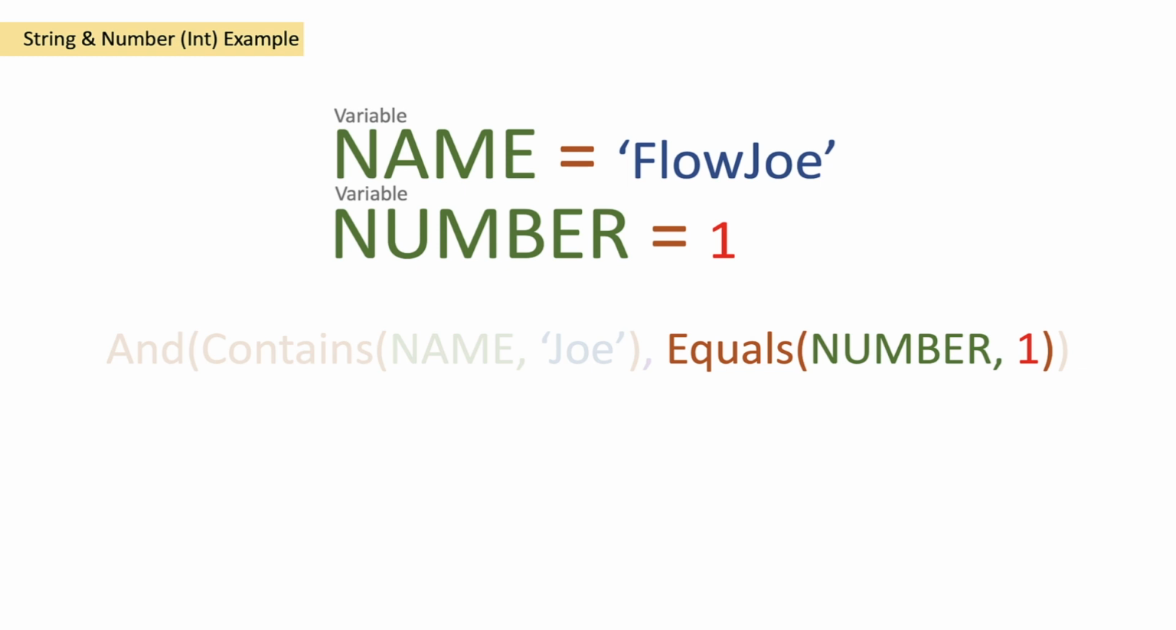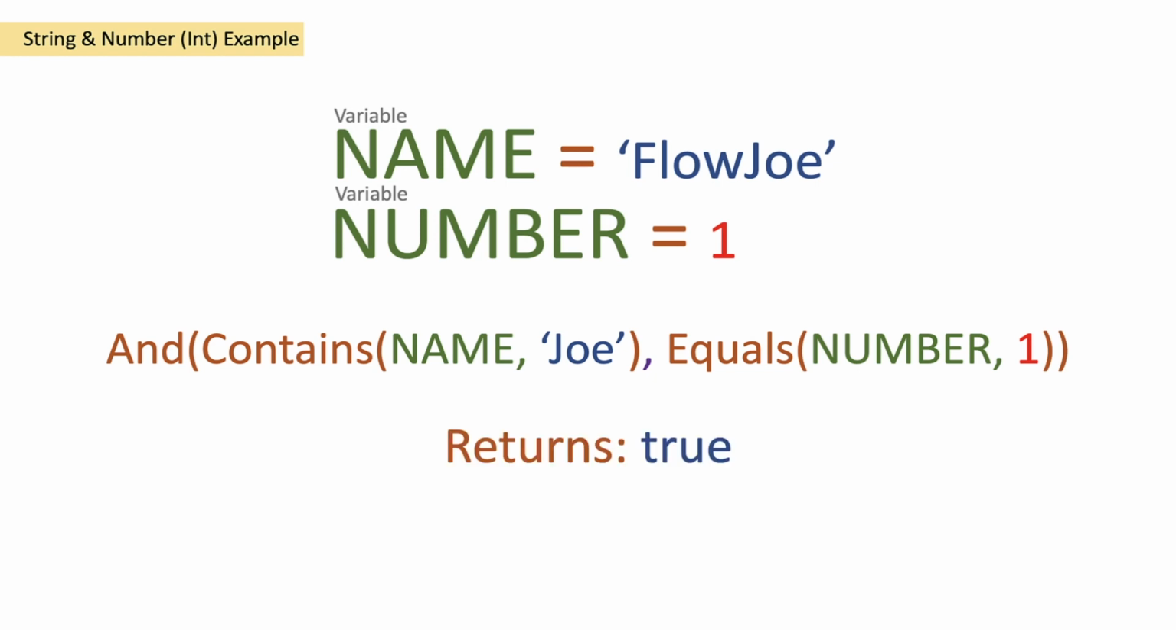So we're using two separate functions here, and then we're going to work out if they are both true, both false, or if one is true and one is false, then we can react to that. So in this instance, AND contains name of Joe and equals number of 1 will return a true value. Let's take a look at that on Power Automate then.